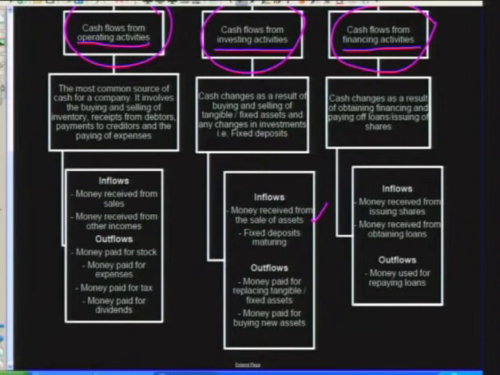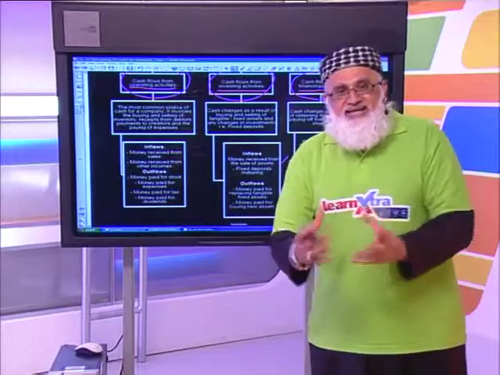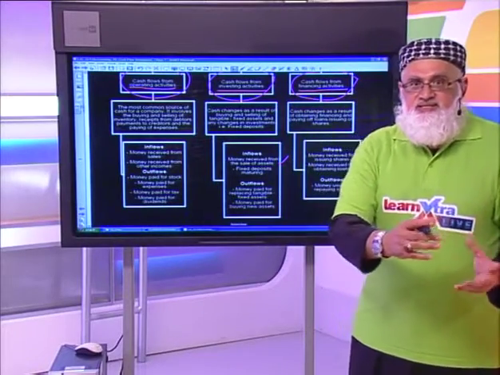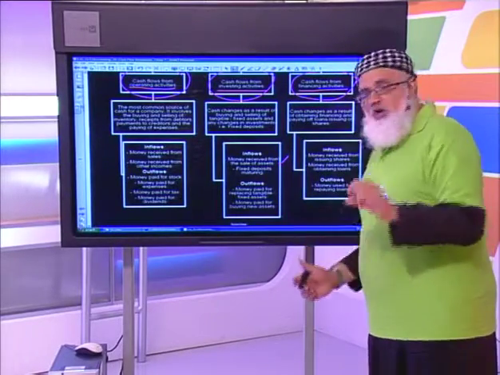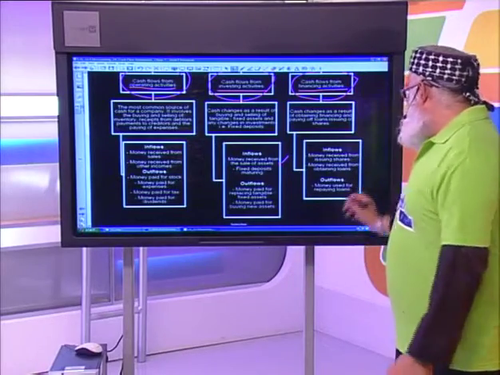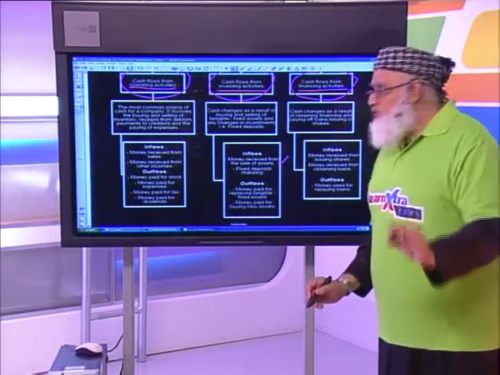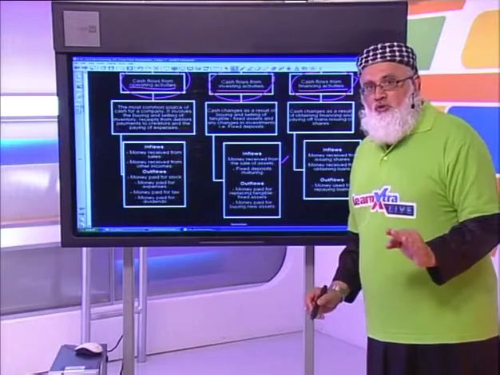Number two, monies received from obtaining a loan. In other words, if my non-current liability increases in value, what does it mean? It means that I took a loan, and as a result, my bank account will increase. So those are my inflows. What about my outflows? Watch here. Any monies that are used to pay for the repayment of loans.